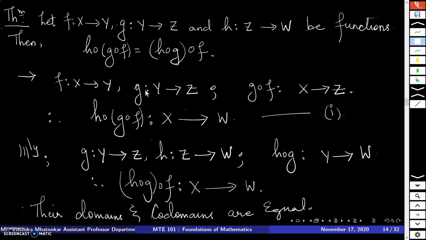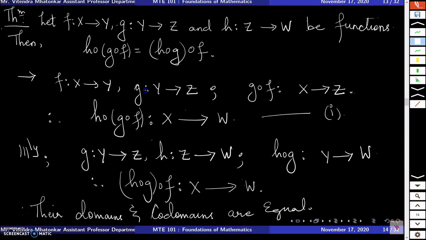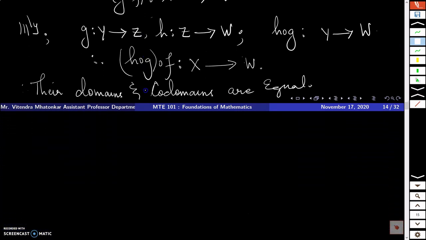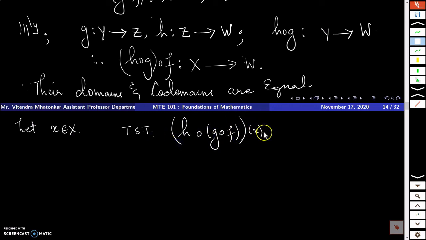Start with a point in the set capital X. Okay, so let me start with a point in the set capital X. Let x belong to capital X. We need to show that h composite g composite f of x is the same as h composite g, composite f of x.